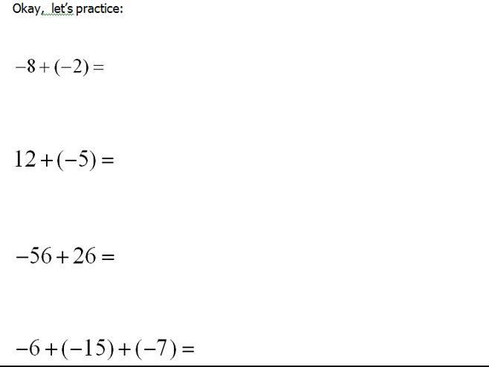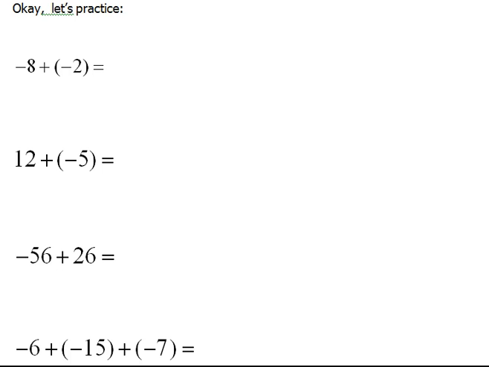Alright, let's do some practice with the rules that we learned in the video that talked about rules for adding and subtracting integers. Now we're going to actually put those into play. So let's look at our very first problem. We have negative 8 plus negative 2.